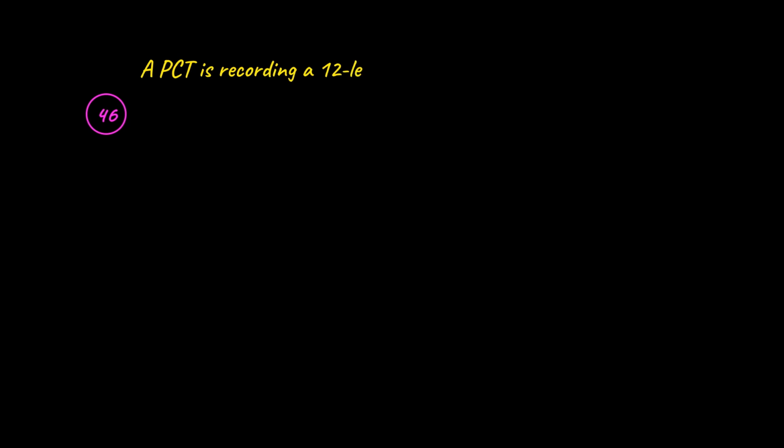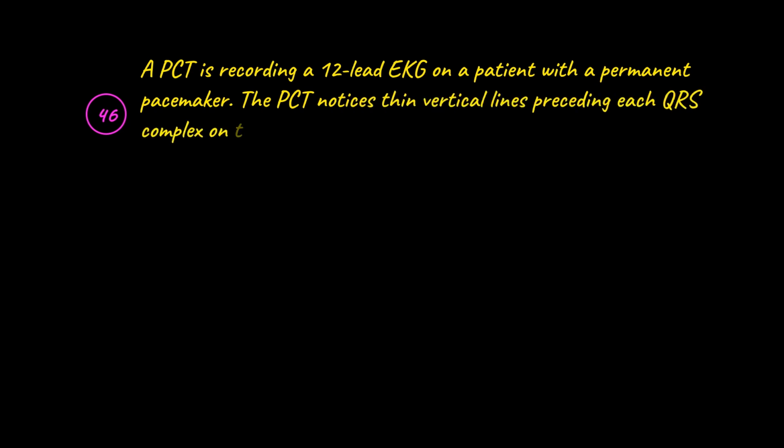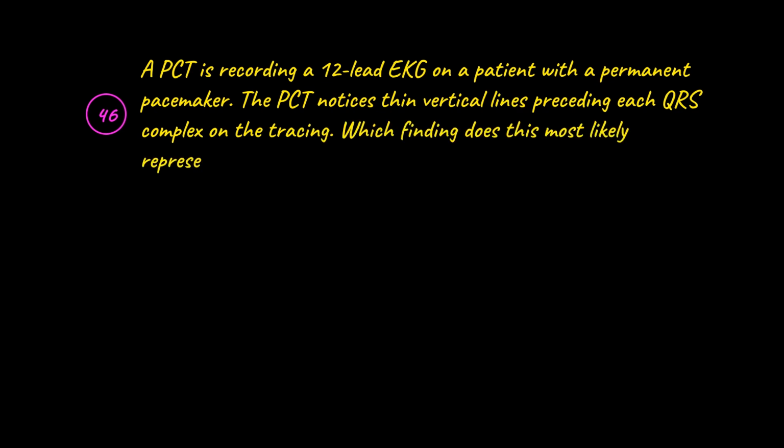Question 46. A PCT is recording a 12-lead EKG on a patient with a permanent pacemaker. The PCT notices thin vertical lines preceding each QRS complex on the tracing. Which finding does this most likely represent, and what should the PCT do with the recording?